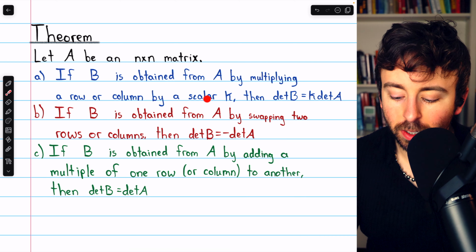Another interesting consequence of the fact that adding a multiple of a row or column to another doesn't change the determinant is that if a square matrix has 2 proportional rows or columns, it must have a determinant of 0. This is because, for example, if we consider the determinant of this 3 by 3 matrix, we can see that column 3 is proportional to column 2. Column 3 is just 1.5 times column 2.